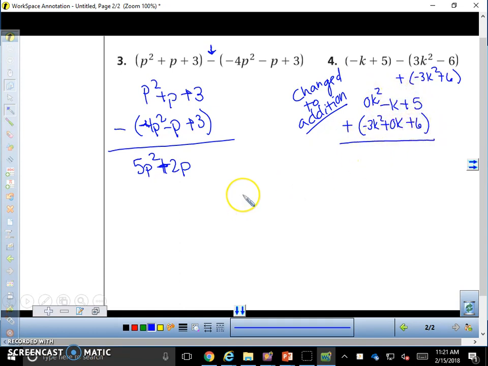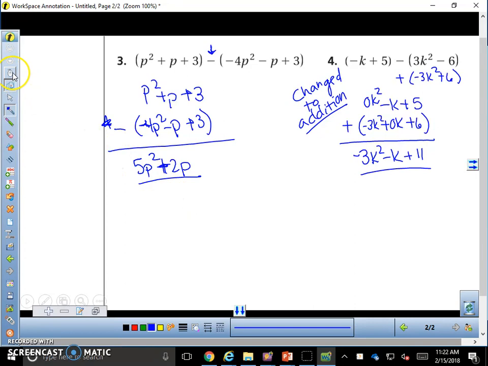We talked about like terms today. What do like terms look like? They have the same shape. These two do not have the same shape. Yes, the same letter, not the same shape though. Okay. 0k squared plus negative 3k squared is negative 3k squared. Negative k plus 0k is negative k. 5 plus 6 is 11. And you did it. Okay, so you have options here. Keeping up with your rules. The rules can throw us off guard. Let's go ahead and get into an application problem.